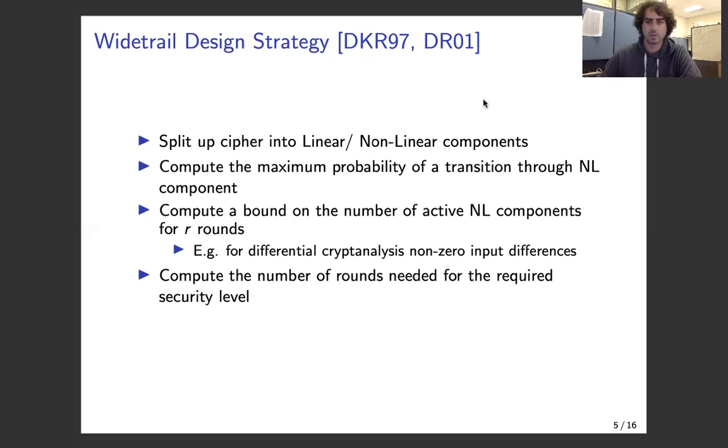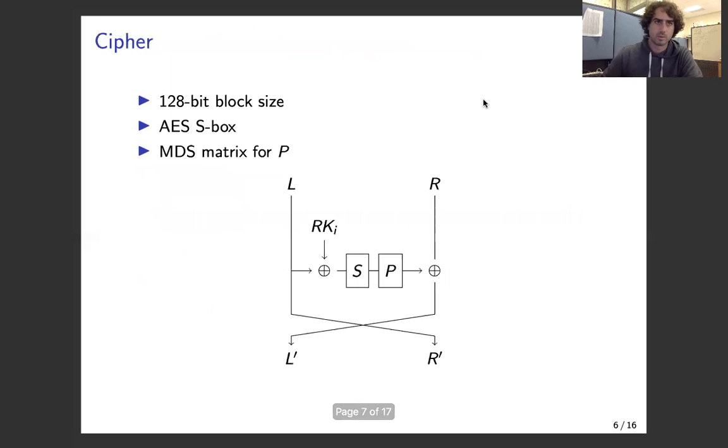And to show this, I will introduce two ciphers that are very related to each other, and they will show the problems that you get when only relying on the wide trail design strategy in the analysis of a new cipher. So, as I said before, we will be looking at two ciphers, but they're very related.